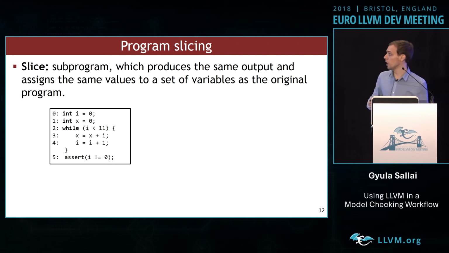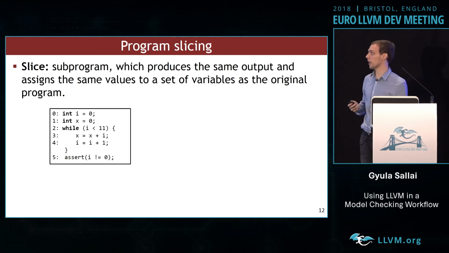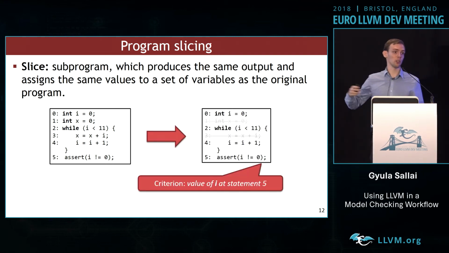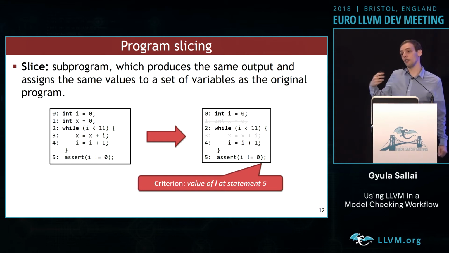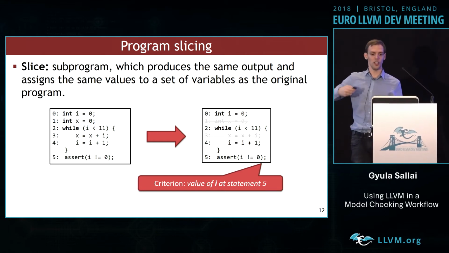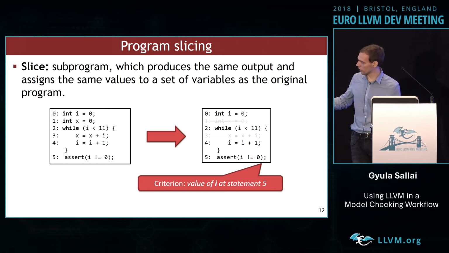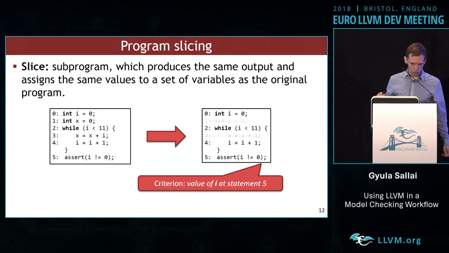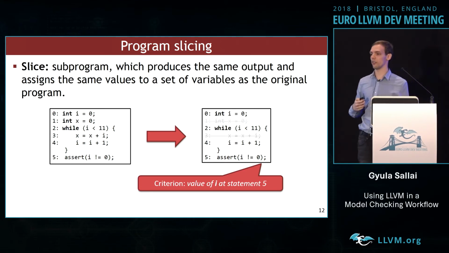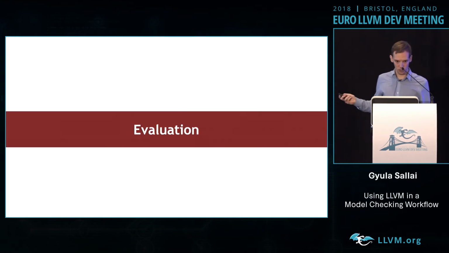As an example, if we have this summarizing program again, its possible slice could be the one shown on the other side if our criterion was that we are interested in the value of variable I at statement 5. Our slicing criteria are going to be assert instructions in the programs, so we will have many small slices for each assertion of the program.